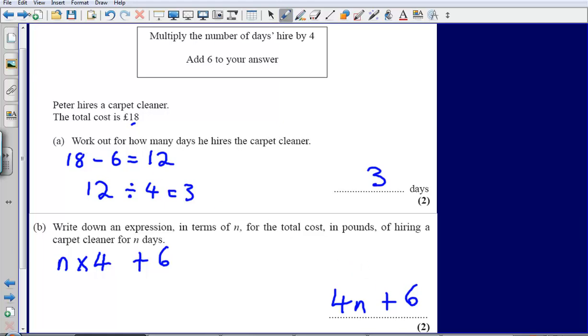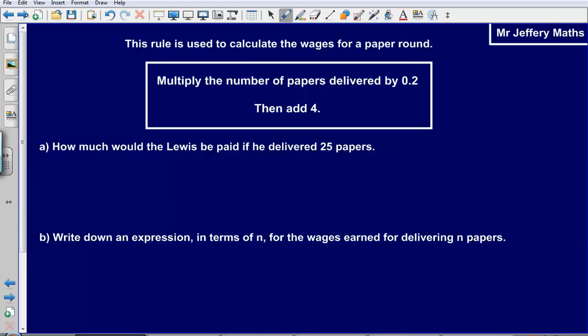Now if you got that incorrect and you need a little bit more practice at it, then pause the video now and attempt this question. If you got it right, move on to the next video.